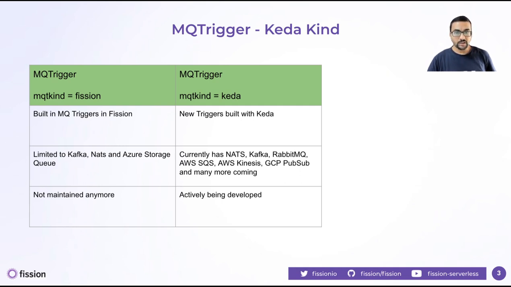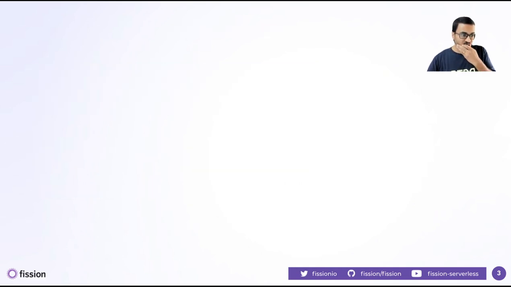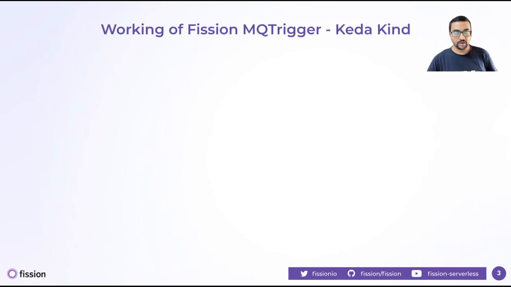Whereas all the integrations which are built on Keda use Keda as the underlying technology. Today we have quite a few of them: NATS, Kafka, RabbitMQ, AWS SQS, Kinesis, GCP Pub/Sub, and many more are coming. These are the integrations that are being actively developed. That means if you're going to integrate with any system, it is highly recommended that you use Keda based integrations and not the Fission kind of integrations. Cool. So now let's look at what we are going to actually play with in this video.